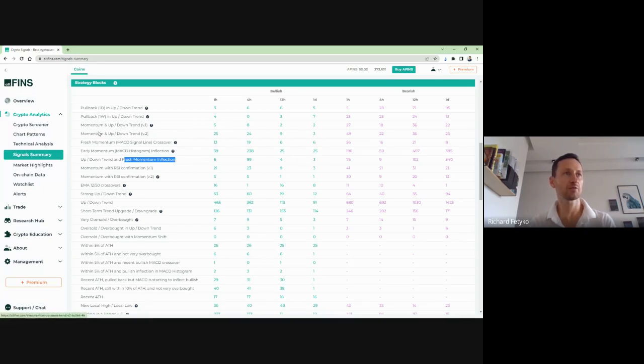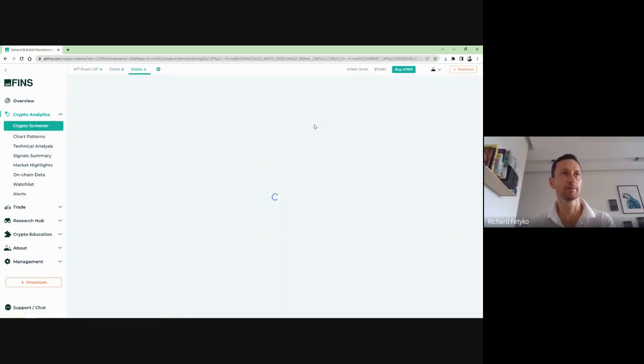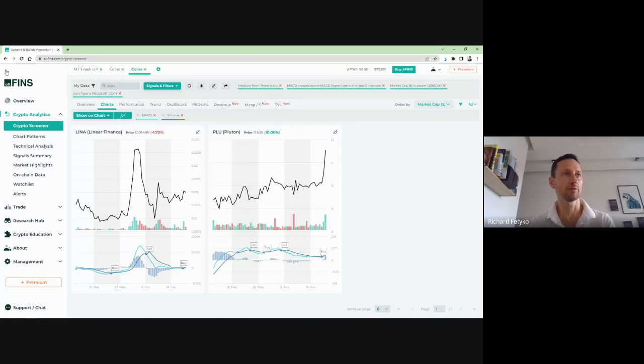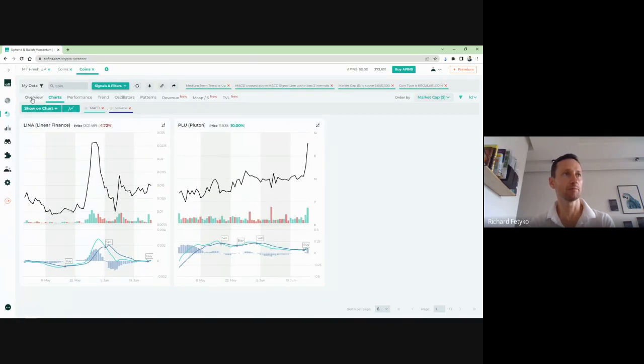All right, again, only 3 assets that satisfy this criteria. So let's jump to the results right here, to this one. Only 2 assets are in an uptrend on a medium-term basis, and also recently had a bullish MACD signal, right? Let's take a look at the charts. Linear Finance and Pluton. No idea what those things are, but that doesn't matter. If you want to, you can learn about them, but we really are interested in what the price is telling us.